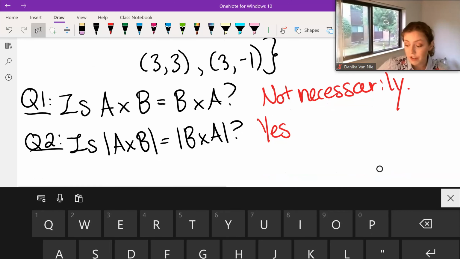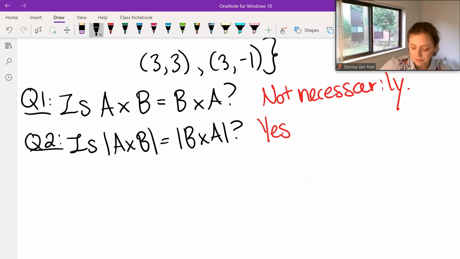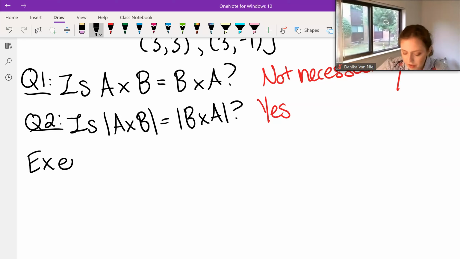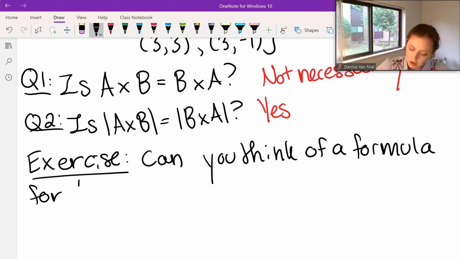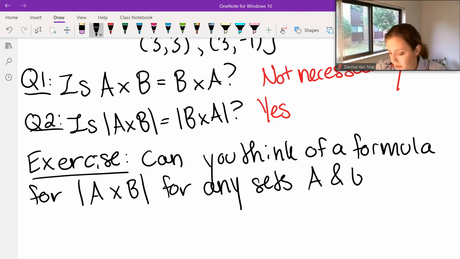So here's a cool exercise. I really like this one. I don't know if I mentioned this, but whenever I say exercise, I mean you can do it at home and you can bring it to office hours if you want someone to double check you. All right, so here's the question. Can you think of a formula for the cardinality of A cross B for any sets A and B? If you're a little bit confused by the question, that's understandable. What I mean is if I hand you any two sets, I hand you a set A and I hand you a set B.